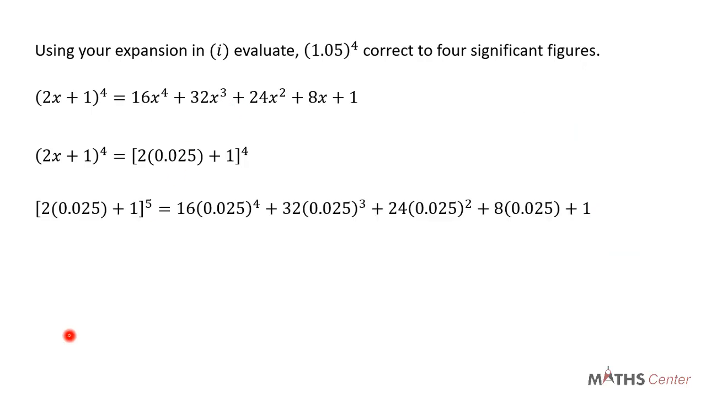Let's do that. Okay, so when we do that, we are going to have 16 times 0.025 exponent 4 plus 32 times 0.025 exponent 3 plus 24 times 0.025 exponent 2 plus 8 times 0.025 plus 1. When we evaluate this and correct the answer to 4 significant figures, we are going to have 1.216. So what it means is that 1.05 exponent 4 is equal to 1.216. Let's consider the next question.